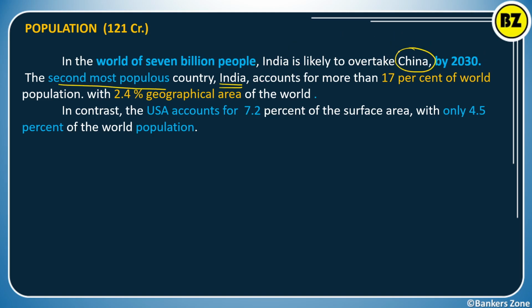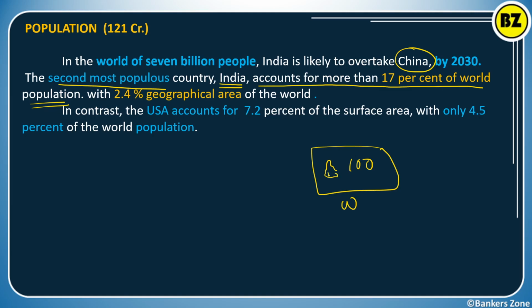First is China. India accounts for more than 17% of the world's population. Meaning, if there are 100 people in the world, 17 of them are in India. So India's contribution to the population is 17%. That means every 17th person in the world is an Indian.